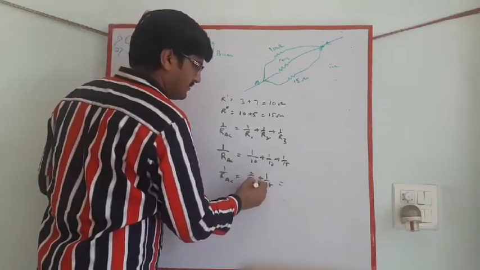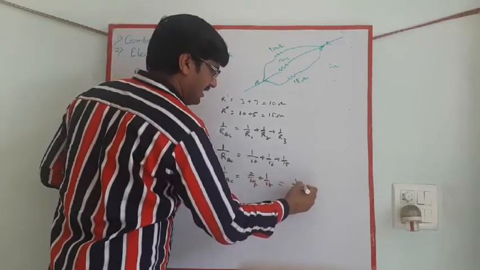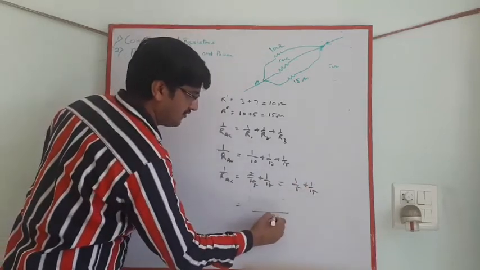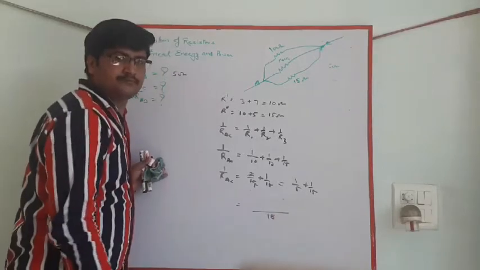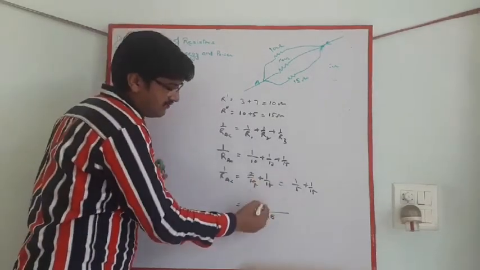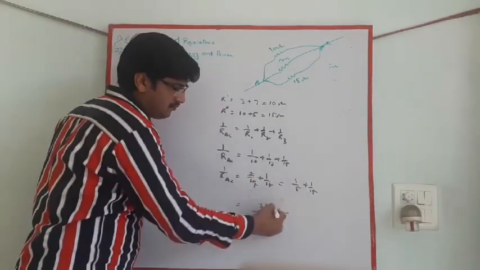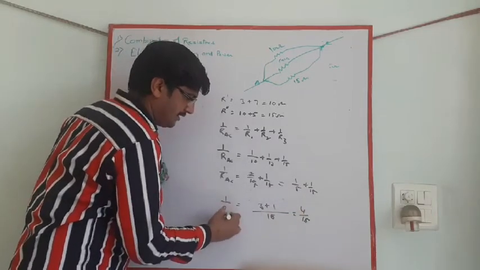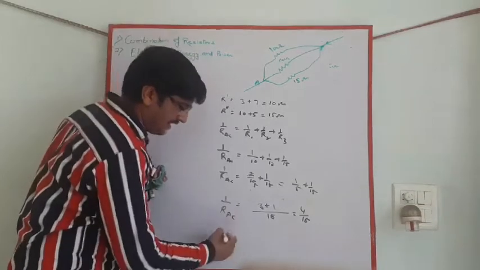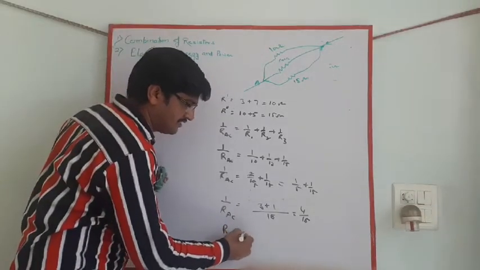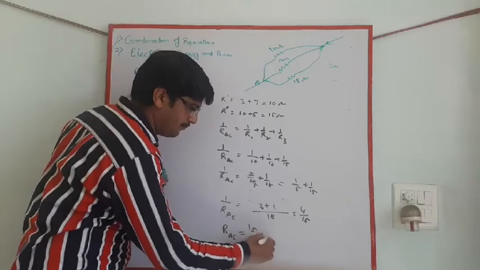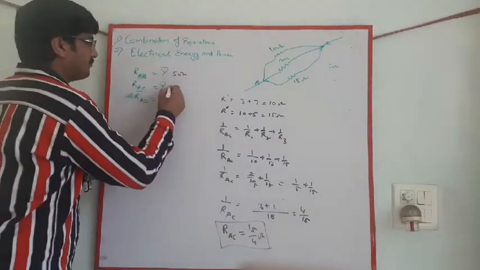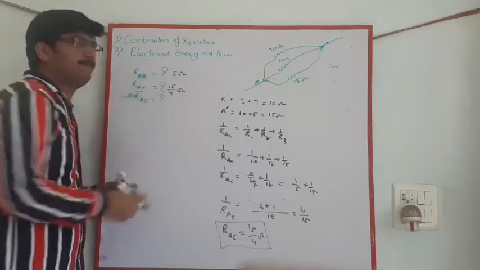Now 2 5s are 10, so this becomes 1 by 5 plus 1 by 15. The LCM is 15. 5 3s are 15, 3 plus 1 is 4 by 15. This is 1 by RAC. So the reciprocal, RAC is equal to 15 by 4 ohm. So RAC is equal to 15 by 4 ohm.